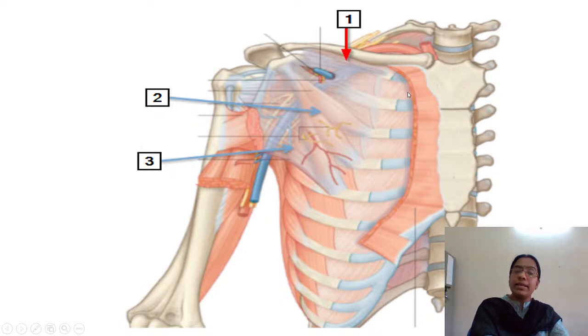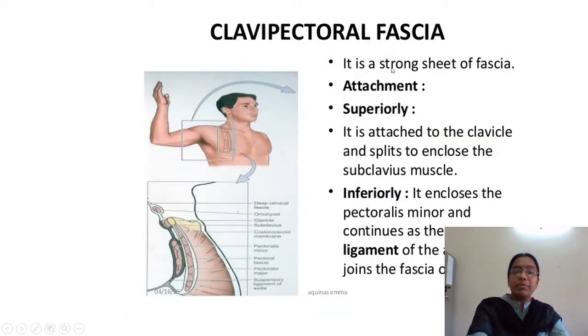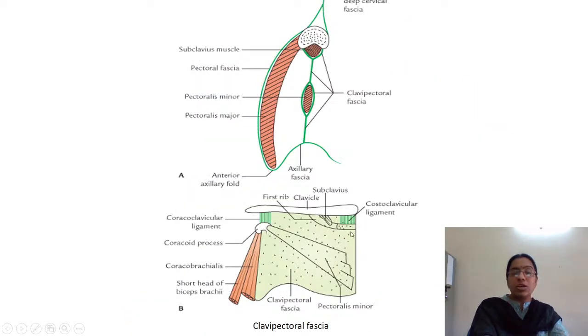But when you see the medial and lateral extension, the clavipectoral fascia medially attaches to the top of the intercostal spaces with the intercostal membrane which is present here, up to the top of the second rib, and forms a ligament here, which is called the costoclavicular ligament.